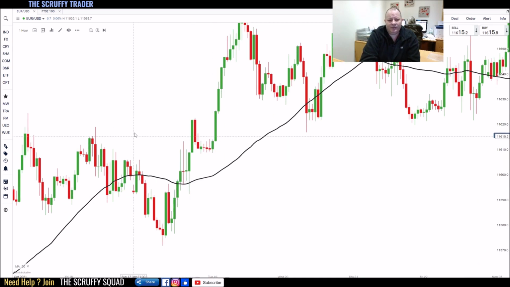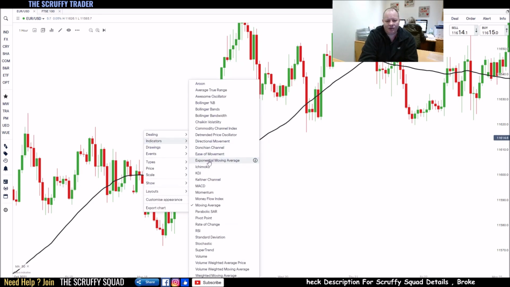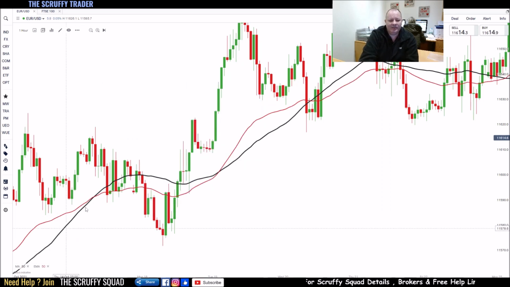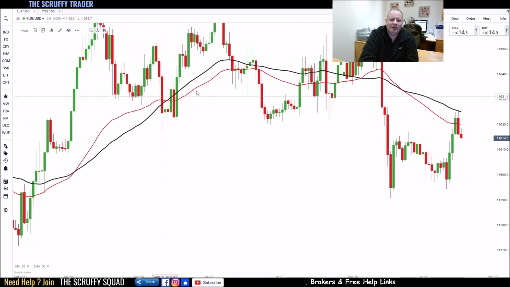So let's have a little look at the differences, because the next question is, well, I've seen exponential moving average and I've seen a standard moving average. What's the difference? Not a great deal, to be honest. Again, we'll just drop on an exponential and we'll just leave it on a 50, just the same as the standard, so you can see it. They do flare out, as you can see. All right, and they chop around a little bit, but they're actually still following each other quite well.